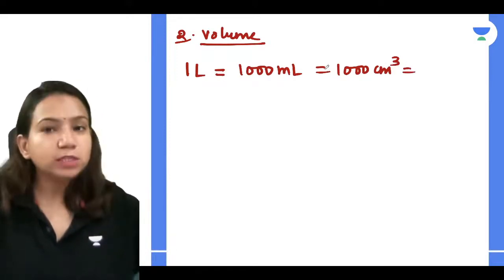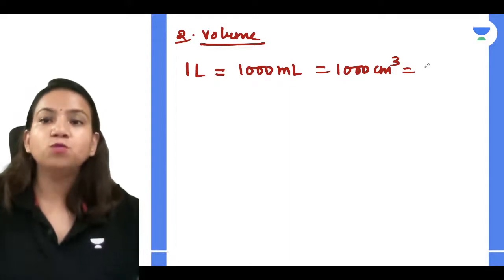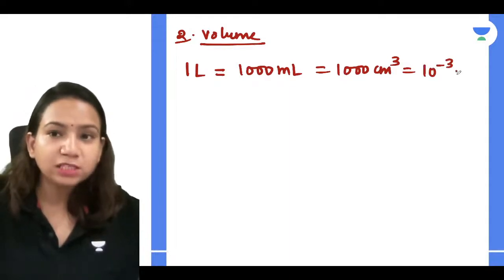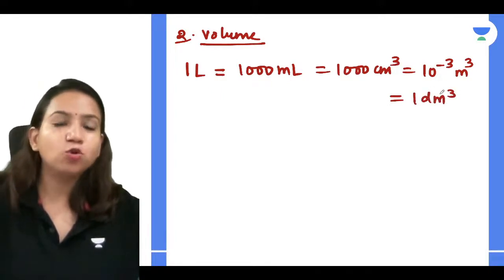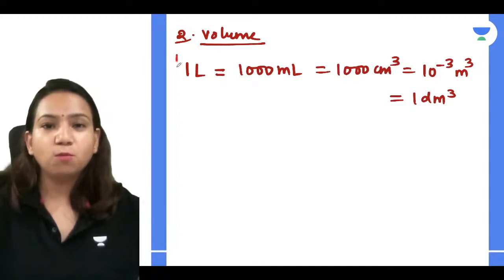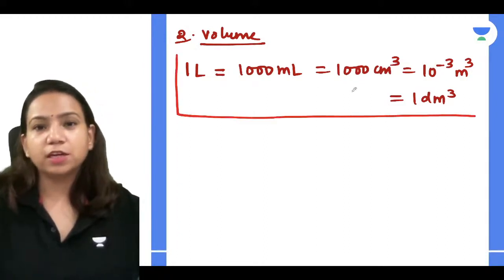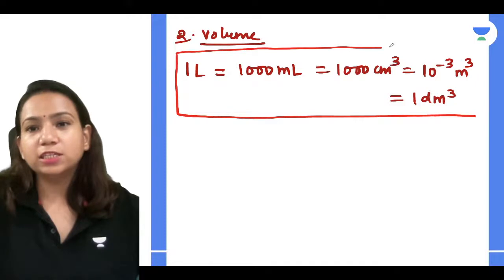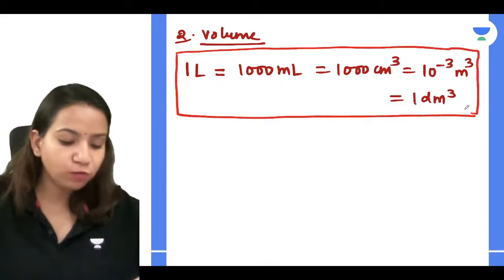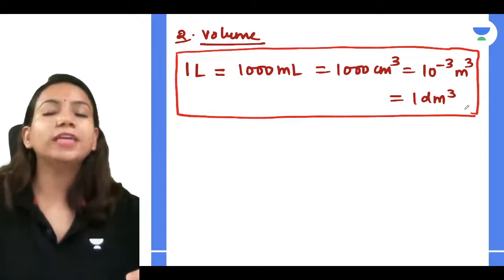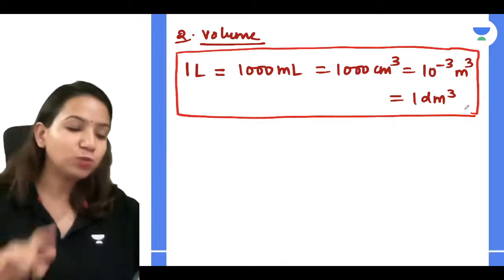1 liter is equal to 1000 ml, which is equal to 1000 centimeter cube, which is equal to 10 to the power minus 3 meter cube, and which is also equal to 1 decimeter cube. So if you know this relation, it is going to help you convert most of the units given related to volume. 1 liter is equal to 1000 ml, which is equal to 1000 centimeter cube, which is equal to 10 to the power minus 3 meter cube, which is equal to 1 decimeter cube.